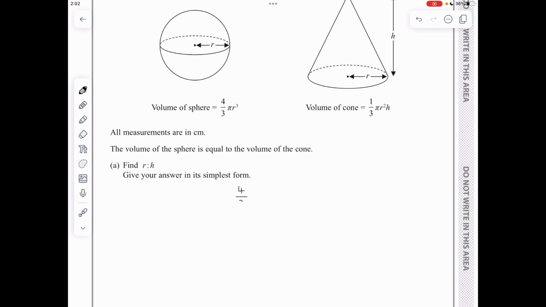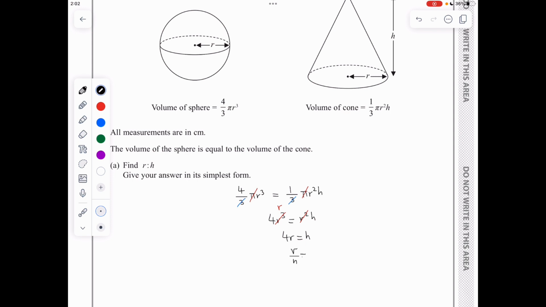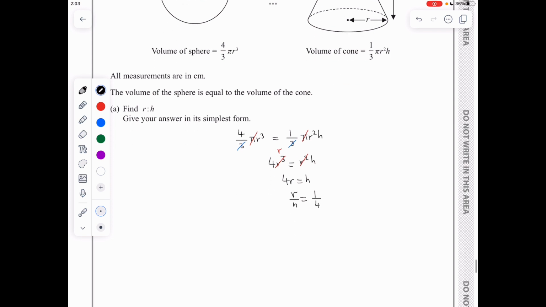So 4 over 3 πr³ is equal to a third πr²h. We notice that we're dealing with some simplifications here. The π with the π cancel out. The over 3 with the over 3 cancels out. And I'm left with 4r³ is r²h. I can now simplify the r² with the r³ to leave me with an r here. And therefore we have that 4r is equal to h, and therefore r over h is equal to 1 over 4. This means that the ratio of r to h is simply 1 to 4.